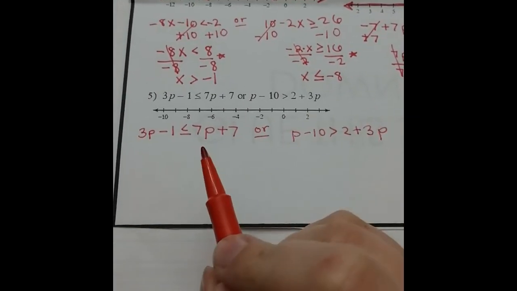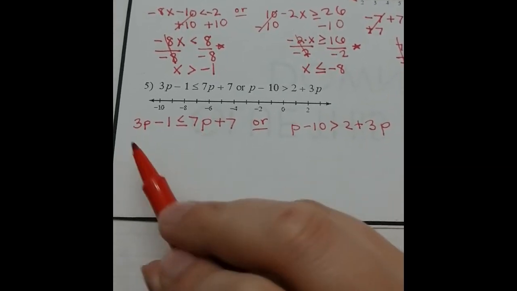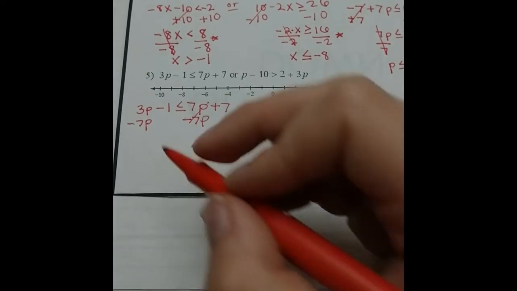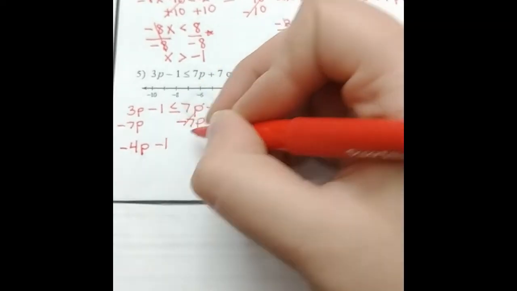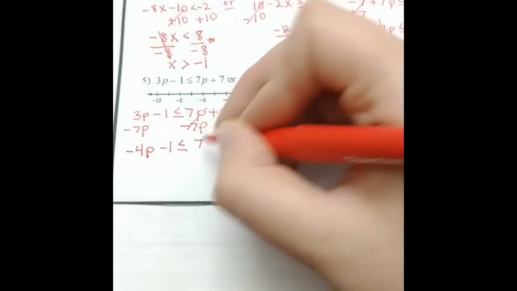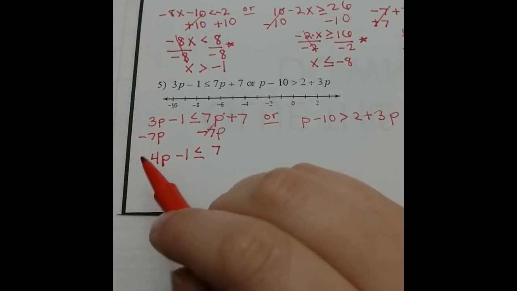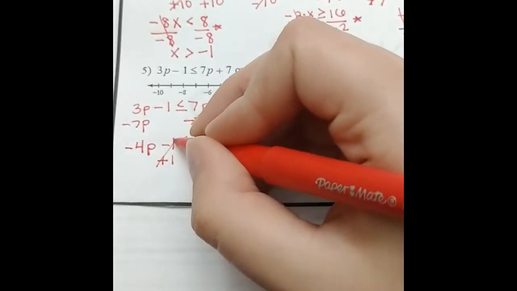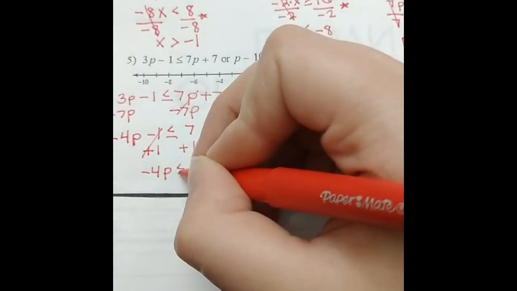Okay, so we want to get first all the p's together, and even though I know it seems a little confusing to move over the 7p, it makes that better for us if p's on the left. It's a little bit easier to read for graphing. So 3p minus 7p is a -4p. Then minus 1 is less than or equal to 7. So now, to get this p by itself, we've got to deal with -1 first. So we're going to add over 1 to get it to cancel. 7 plus 1 is 8, so -4p is less than or equal to 8.